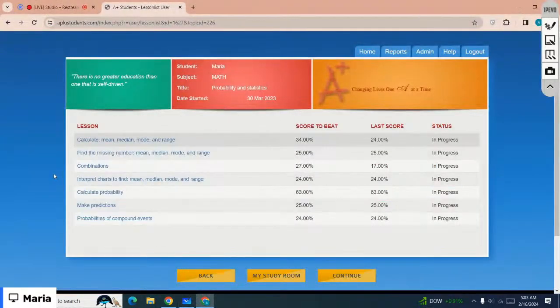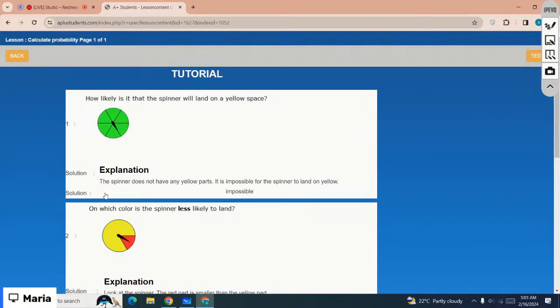Here I am on grade 5 math. The chapter we're working on is probability and statistics. Let's start with the lesson, that is calculate probability. Okay, let's start with the first example. How likely is it that the spinner will land on the yellow space? Just look at the spinner. The spinner does not have any yellow parts, so it is impossible it will land on yellow. Because there is no yellow portion, how will it land on yellow?